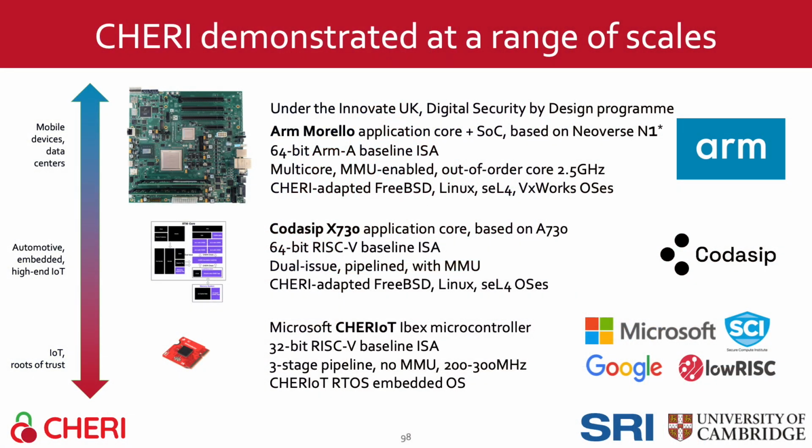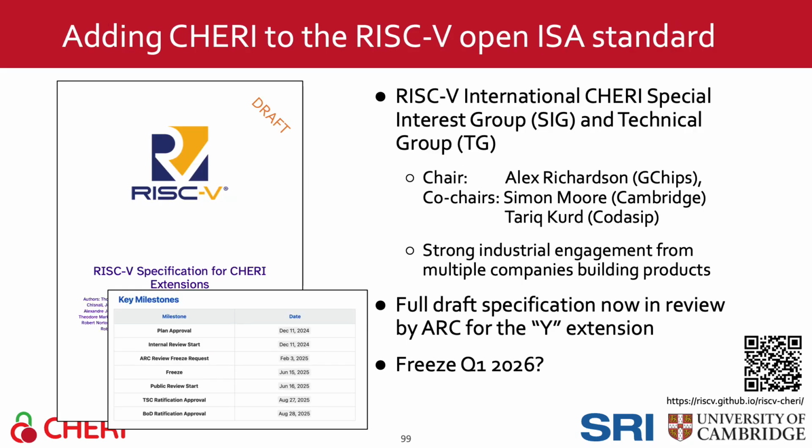So we've got things at various scales: the superscalar out-of-order core from the ARM Morello, so this is a serious high-end system, GPU, 7-nanometer process, really big deal. We've got the CODASIP design, and we've got the Chariot design, originally from work at Microsoft, now being championed by SCI SEMI and Low Risk and Google and others. The standardization stuff is going well.